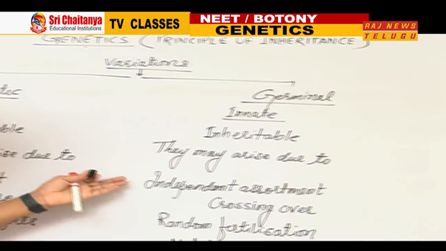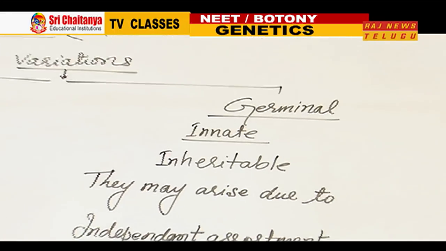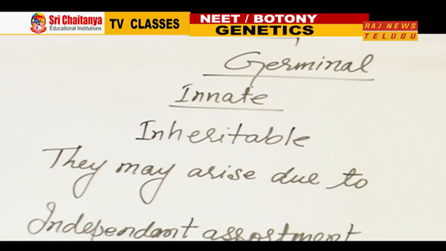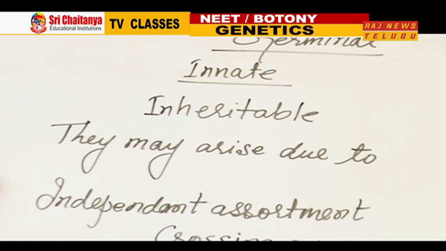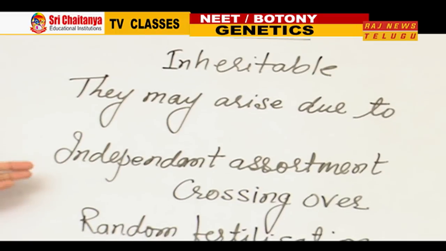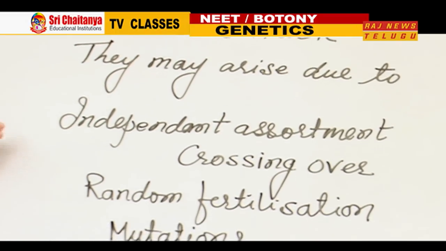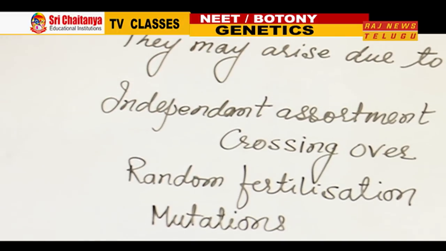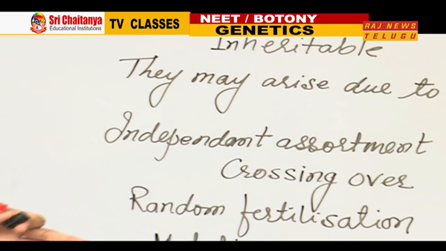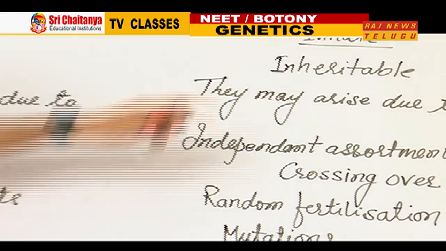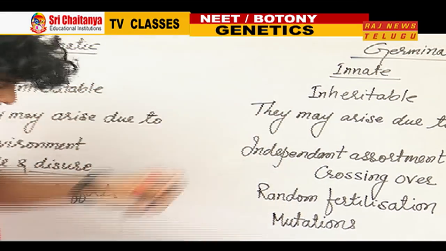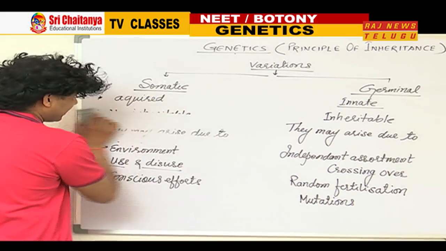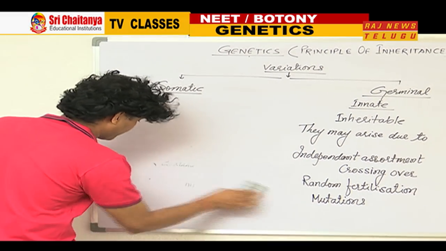In genetics, we will discuss all these four terms in detail. Here, it is not the appropriate time to elaborate these terms, but in the coming days you will be familiar. In fact, you will be the master of these terms, so no need to worry about them. Independent assortment, crossing over, random fertilization and mutation are the lead reasons behind the germinal variations. Germinal variations are further of two types.